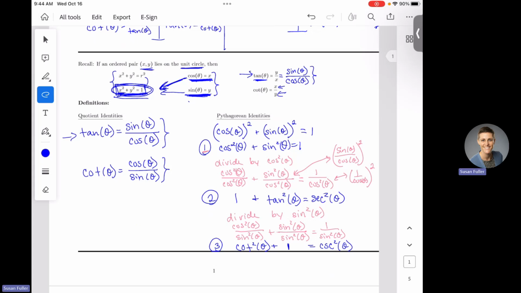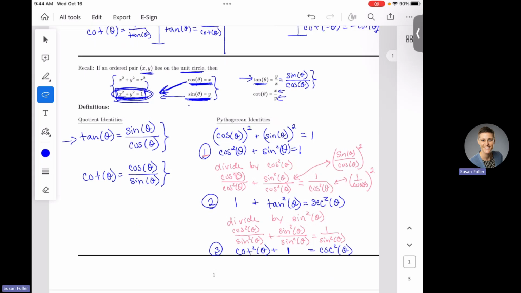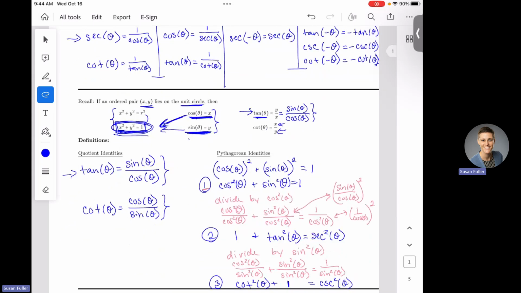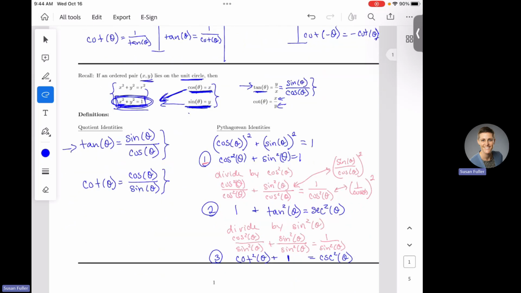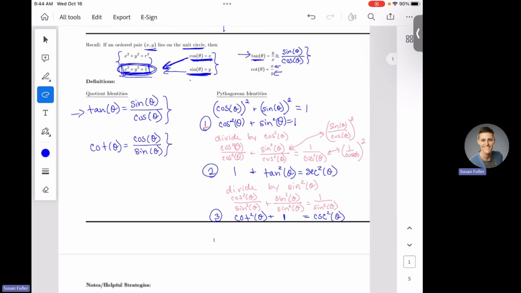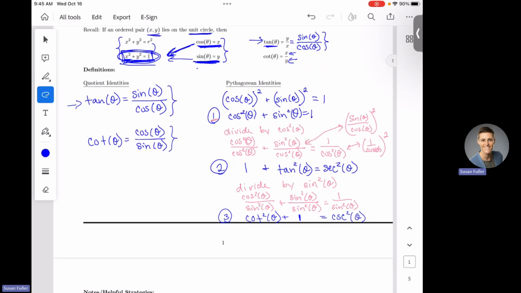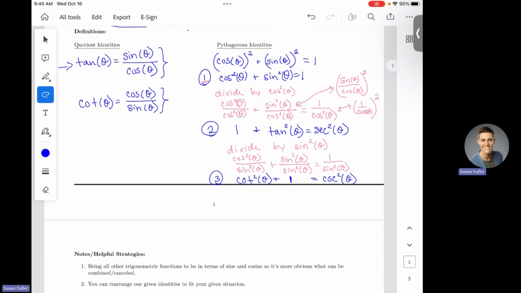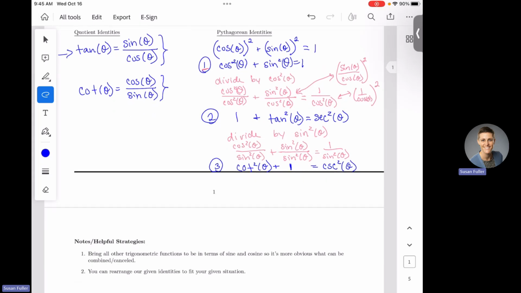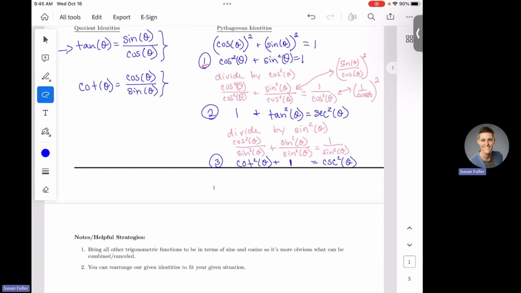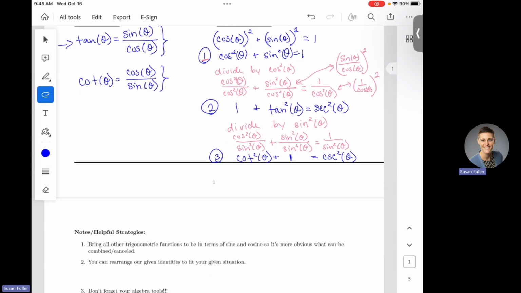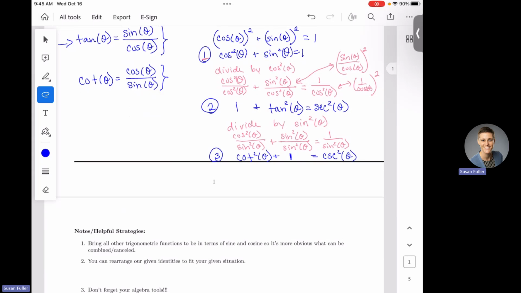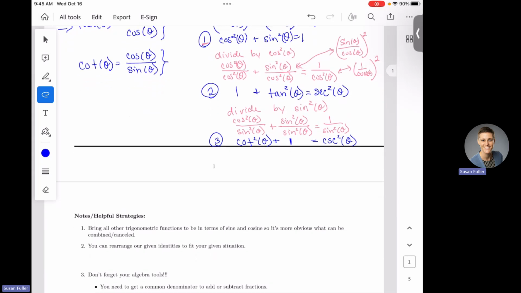I want to do a couple of examples of how we're going to use these, and then we're going to come back to this on Tuesday. So these are all of our identities. Every single one of these is true for any value of our variable and any angle you want. So we are going to use these to rewrite or simplify certain expressions that are in trig.